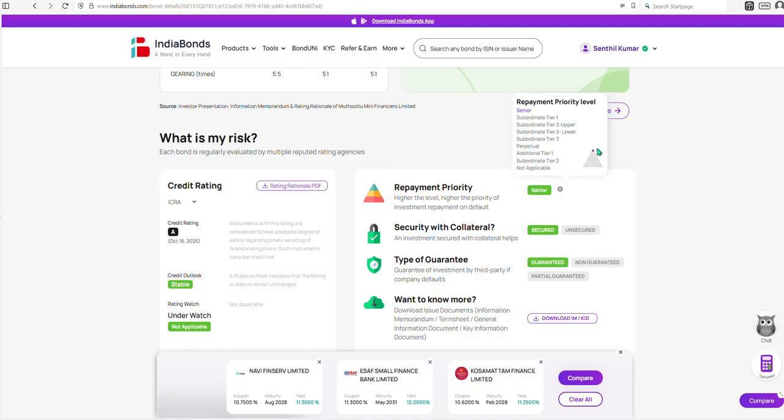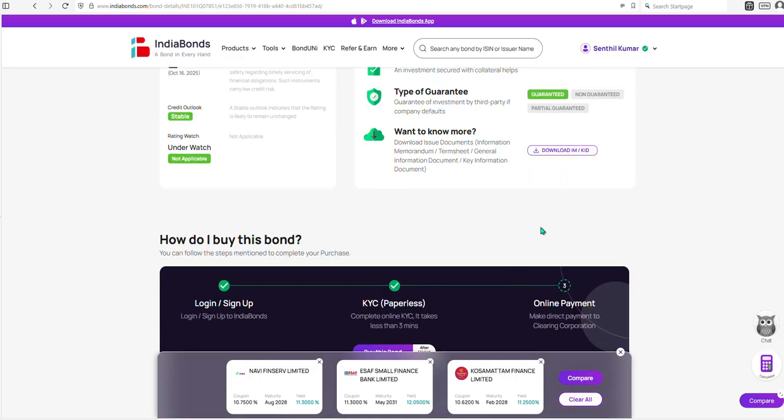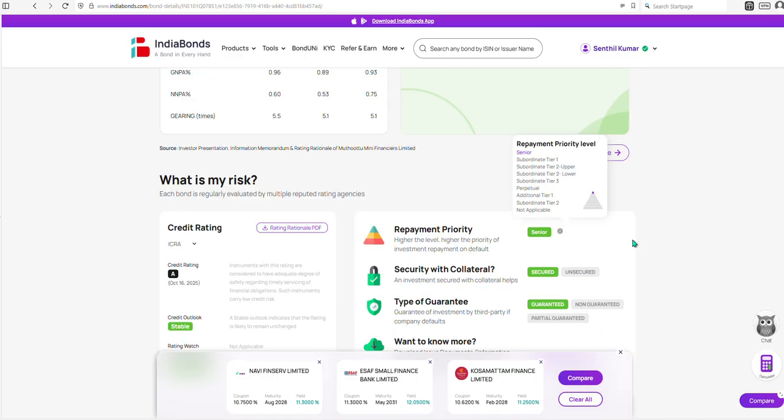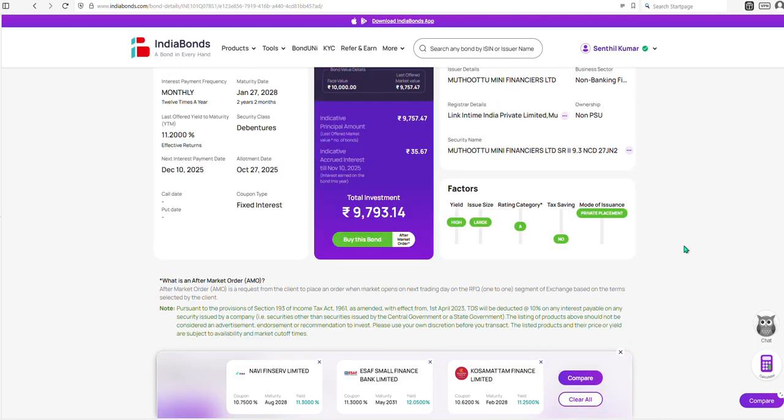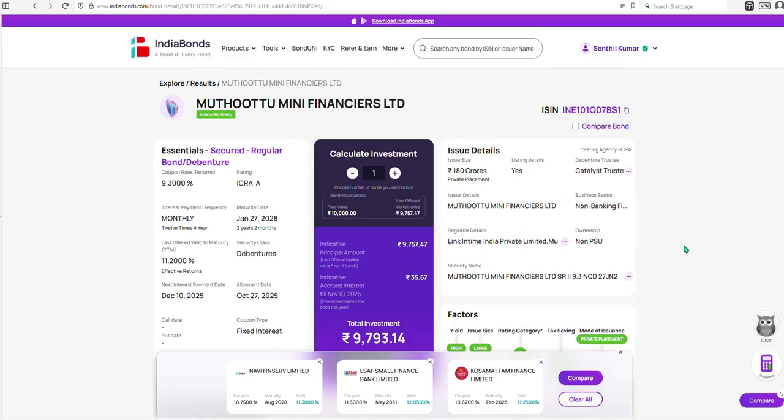In case the company defaults, the government takes over all the assets, the collateral, everything, and they will sell and settle the money to the first category first. So your capital is secure, and whatever capital you give, you will get 100%. That is why it says security with collateral. It's secured, and the type of guarantee is guaranteed. So it's more safe, and you don't need to worry about your capital. And in the past also, this company doesn't have any default history for 30 years, I would say. Okay, it's one among them.